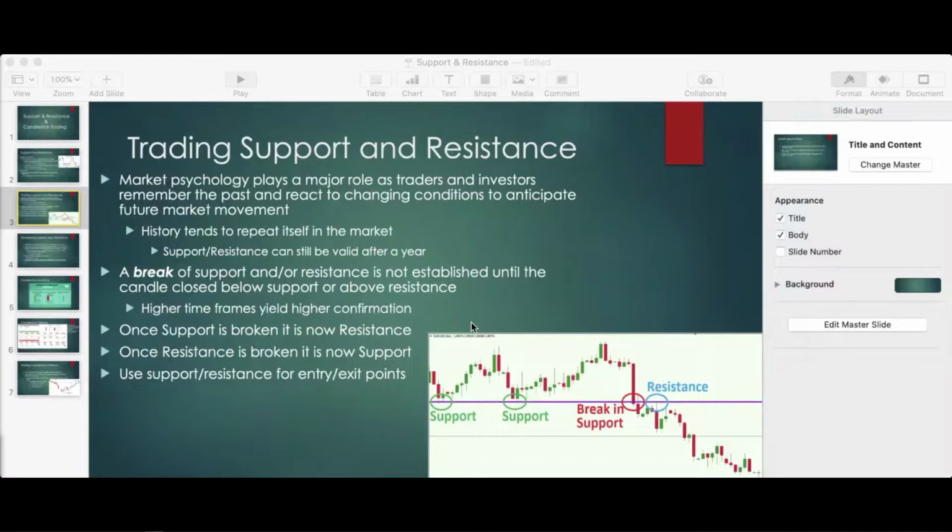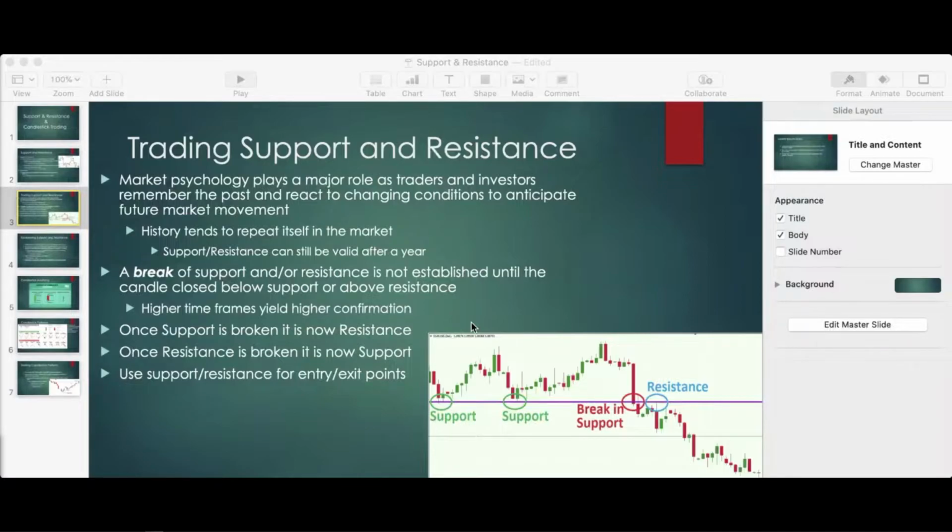So with breaking of a support and resistance level, I don't consider a level to be broken until the candle closes above a resistance or below a support. So if you have consolidation near a support level and your candlestick goes below that support level at one time, it could still wick back and close above the support. So in my eyes, that's not a break of a support level. That's just basically price got below it at one point in time and it rejected back up.